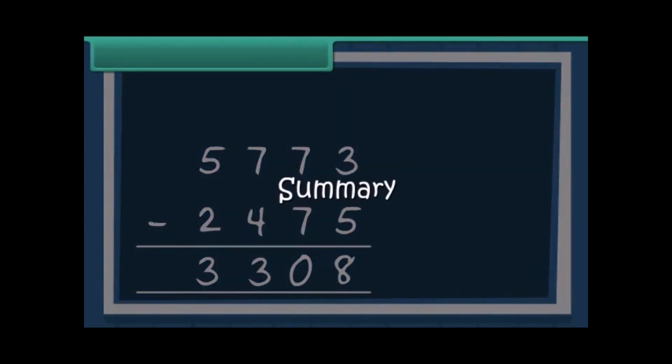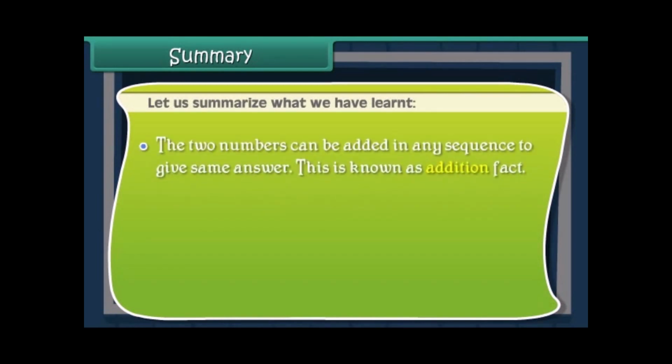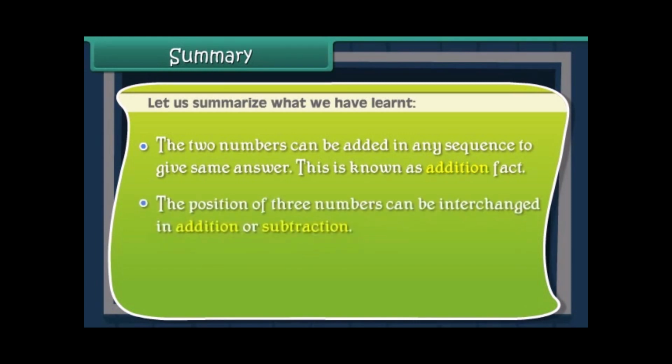Summary. Let us summarize what we have learned. The two numbers can be added in any sequence to give same answer. This is known as addition fact. The position of three numbers can be interchanged in addition or subtraction.